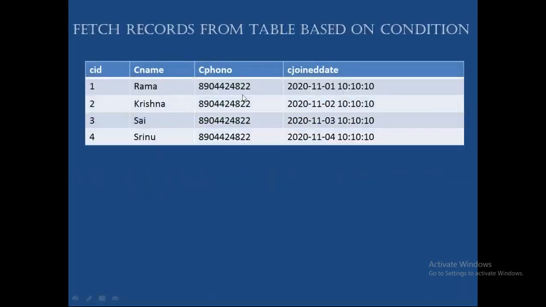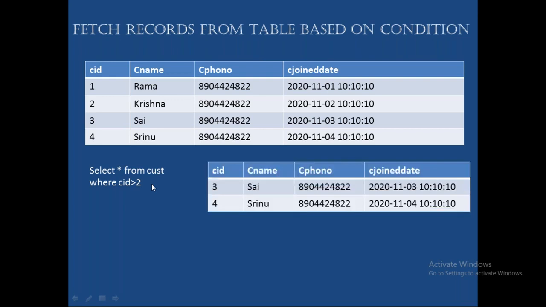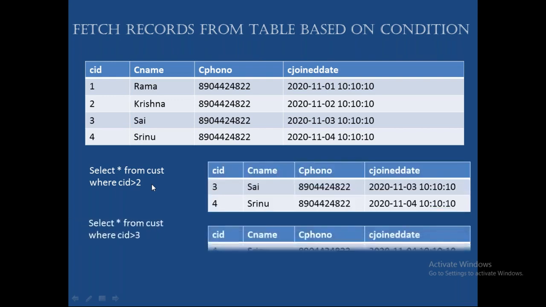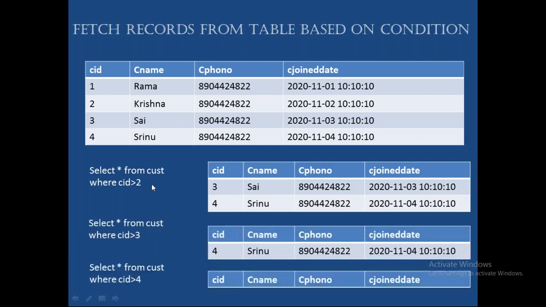Now fetch records from the table based on a condition. Let's say I write select star from customer where CID greater than 2. What all records will I get? 3 and 4. Okay, 3 and 4. Now the same thing, I am going to do something else. Select star from customer where C join date greater than 11/03. What records will I get? Only the record 4. When I say greater than 3, I will get only one record. When I say greater than 4, I will not get anything.